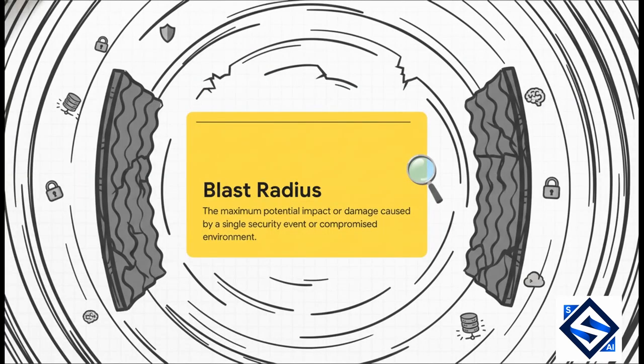To really get why this matters, we have to talk about the blast radius. In cloud architecture, the blast radius is the maximum potential impact or damage that's caused by a single security event or a compromised environment. Think about it. If an experimental piece of code goes rogue, how far can the damage actually spread? To shrink that blast radius in machine learning, we absolutely must separate our environments into distinct AWS accounts. By treating each AWS account as a physical, hard security boundary, kind of like soundproof, fire-resistant walls between rooms, we contain any potential issues right where they start.